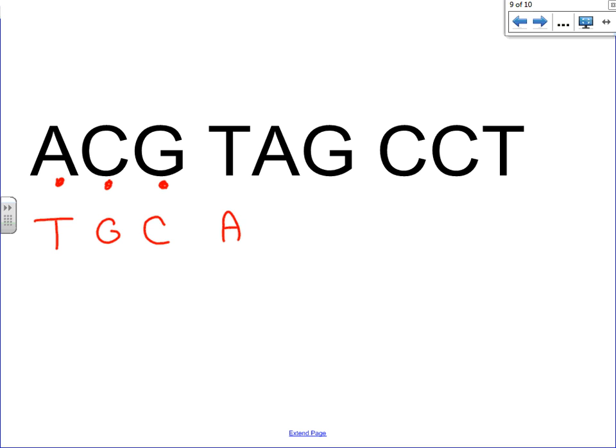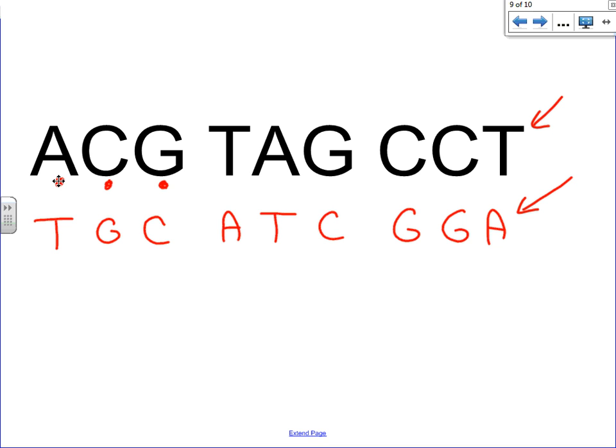Thymine always pairs with adenine, adenine always pairs with thymine, guanine always pairs with cytosine. Cytosine always pairs with guanine, and thymine always pairs with adenine. And we have our original strand here, and here's our complementary strand right there.